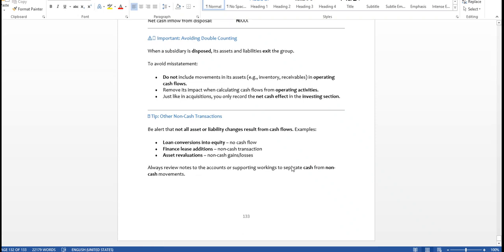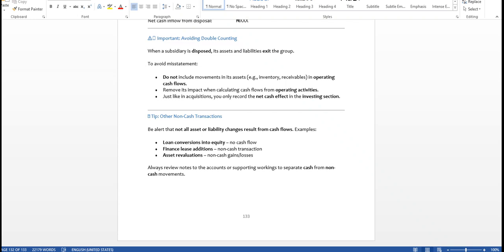All right. So that's what we have. I mean, loan converted to equity will not affect cash flow, since there's no cash flow. Okay. It will not affect cash flow at all. All right. So that's it. Any question from anyone?